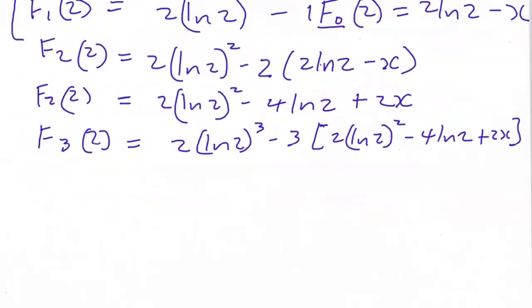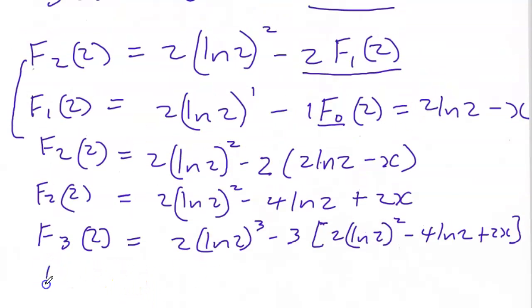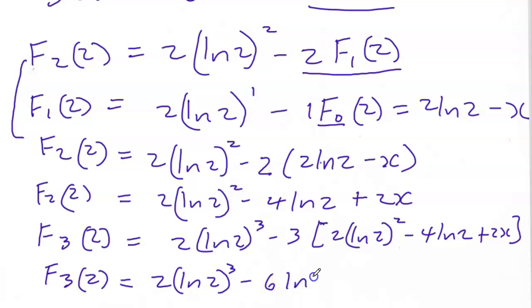So f subscript 32 would be equal to 2 ln 2 cubed, expand the bracket here, so we'll have minus 6 ln 2 squared, distribute the negative 3, plus 12 ln 2 minus 6x. So this should be ln 2 squared.